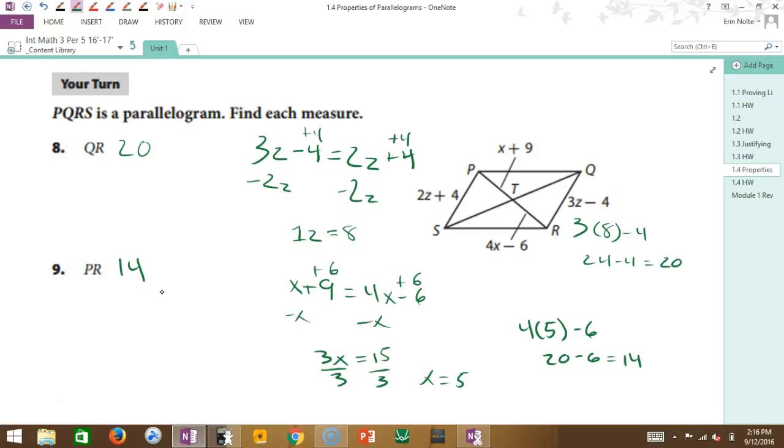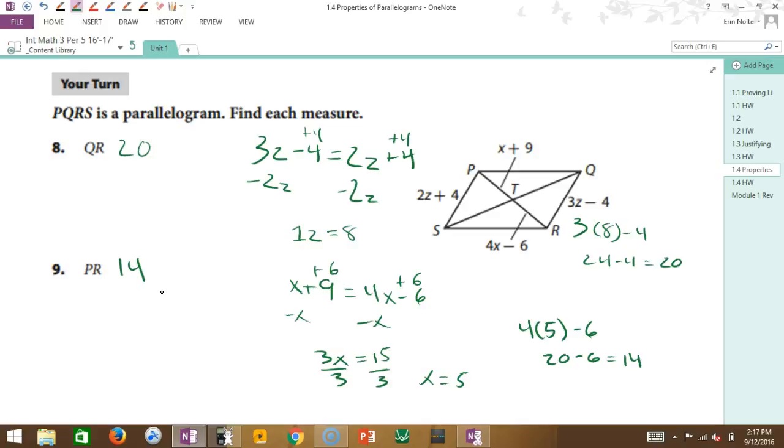Alright, let's take a quick look at what Logan did. Okay, so Logan did both of these questions, QR and PR. Let's see if we can follow his work.